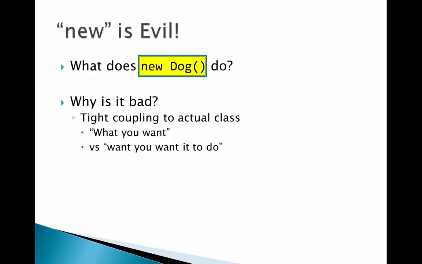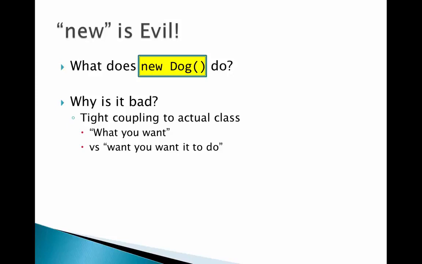The idea here is to think about what you want versus what you want to do. New dog is saying what I want is a dog, right? You care about the thing itself. What I really care about when I'm talking to a dog is how I can communicate with it and what I want it to do for me.